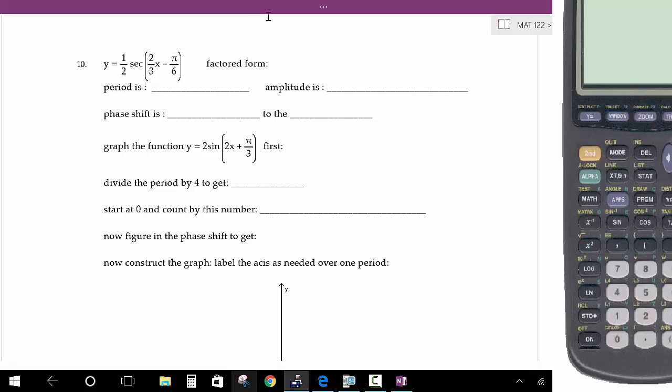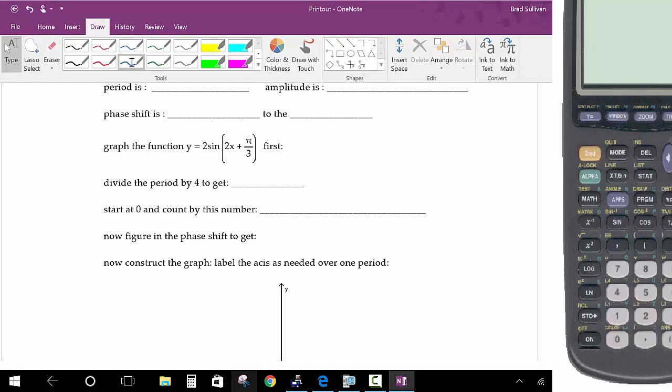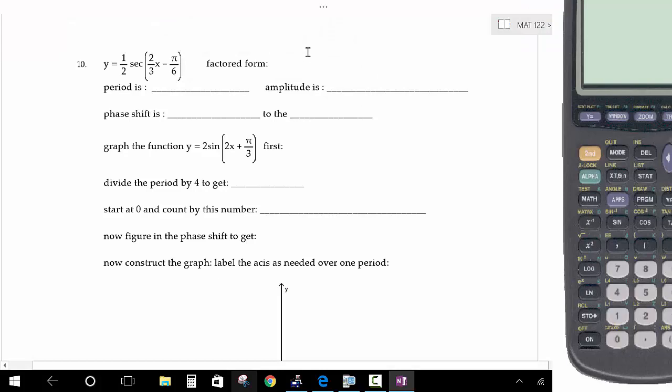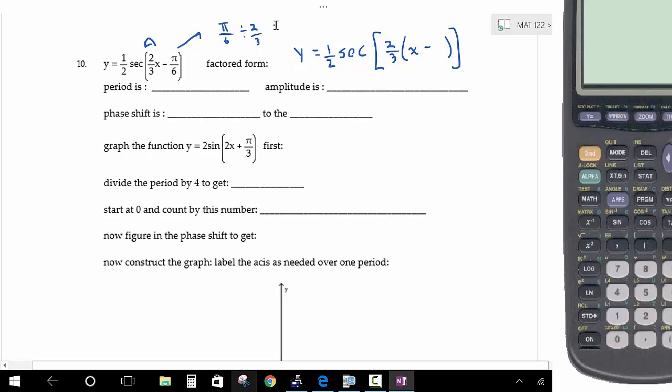What we'll be looking at on this one, the first thing we want to do is write this in a factored form. So we're going to have y equals 1/2 secant. Again, we're going to factor a 2/3 out of that. When we factor a 2/3 out, we need to figure out what goes there. What you always do is you take this and divide it by what you're factoring out. So that's really pi over 6 times 3/2. That reduces down to a half. So that's going to be pi over 4.